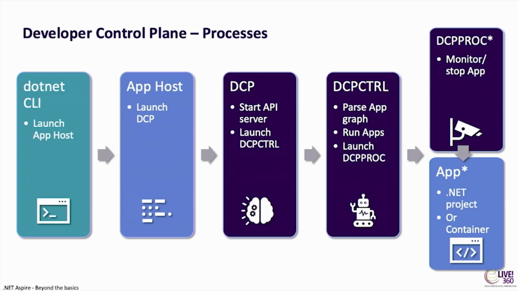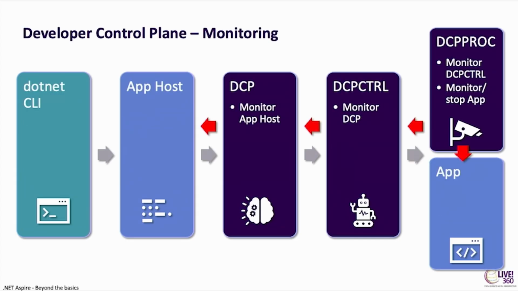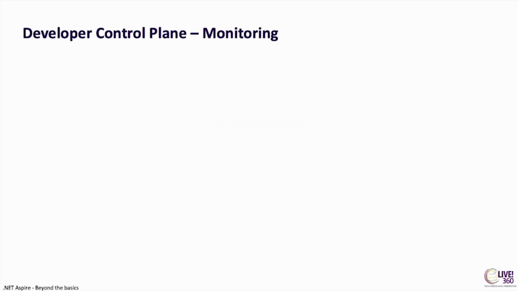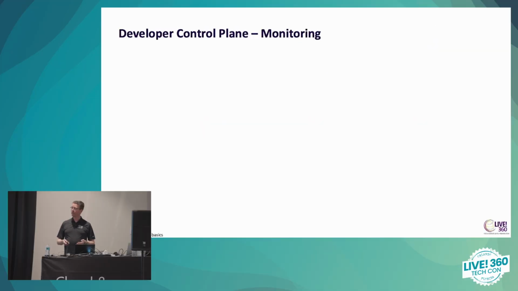And this is where the final process of the DCP stack comes into place, and that is the DCP proc. Its reason to exist is to gather telemetry from my app and to monitor both the parent DCP control and the child app. If you look at the monitoring, you can see a chain of processes launching processes all the way up, and then the monitoring always works all the way down. So every child process will monitor its parent. So if one process goes away, everything goes away, and you end up with a clean system instead of floating orphaned processes everywhere. So that's kind of nice.